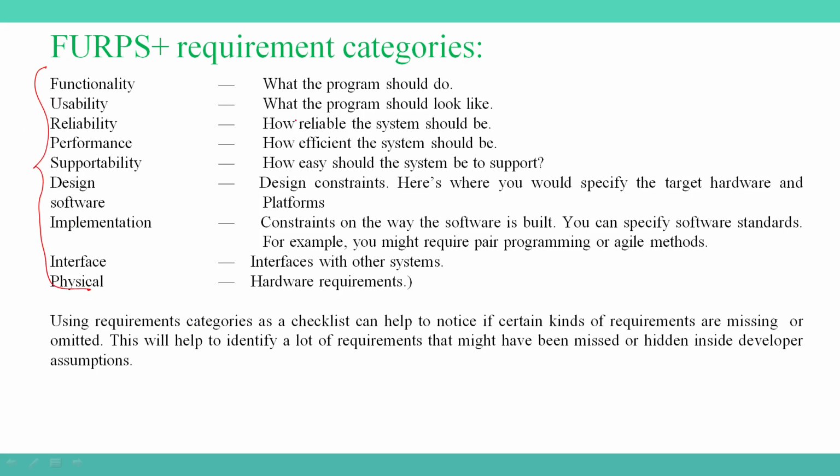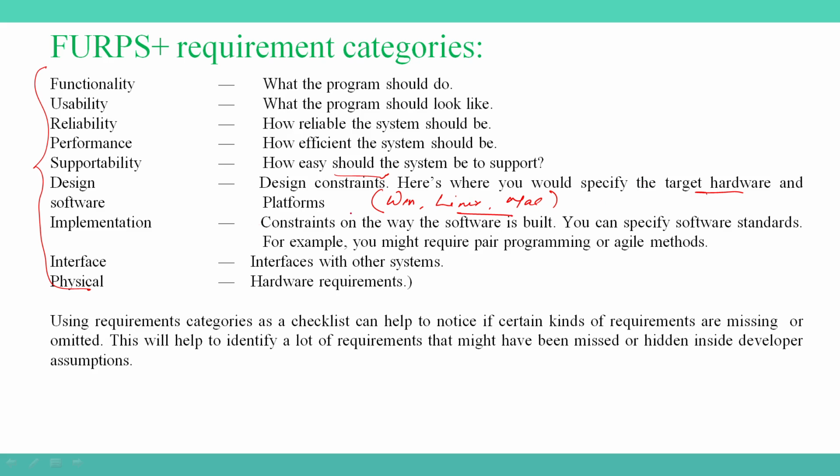What the program should do, what the program should look like, how reliable the system should be, how efficient the system should be, how easy the system should be to support. Specify the target hardware and platforms, because whenever we are looking for a download, we will get three things: it's for Windows, Linux, and Mac. That means there are three different platforms, and it is developed for three different platforms.